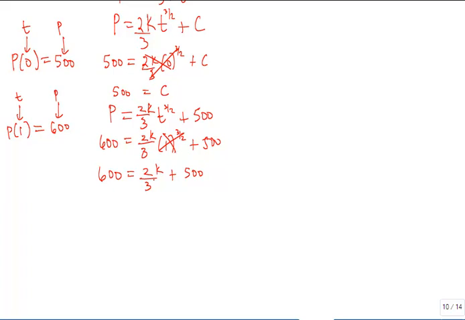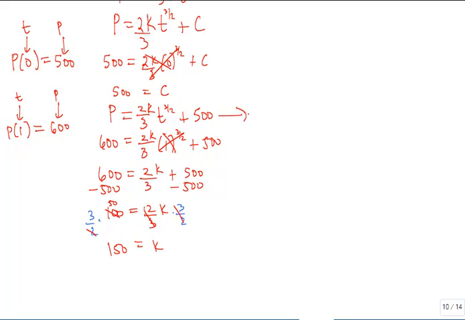So now I can solve that for k. What I want to do to solve for k first is subtract the 500 to the other side. That'll give me 100. And then to solve for k, we can just multiply by a reciprocal. So let's multiply both sides by 3/2. So this will just give me k on the right. 2 goes into 100 50 times. 50 times 3 is 150.